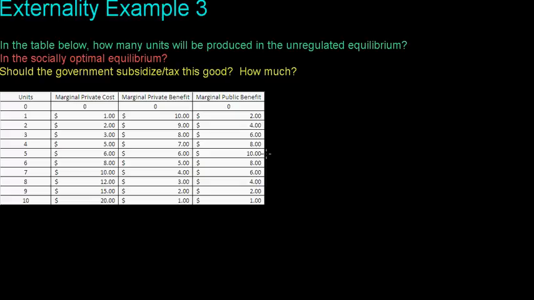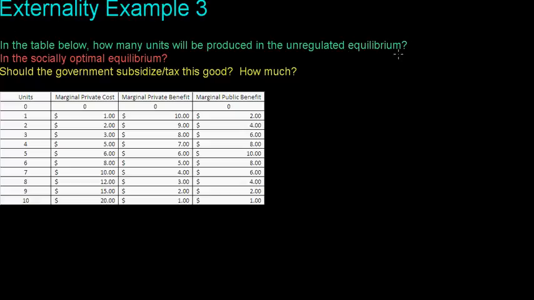So here's another example that deals with externalities, and here again I just want you to pause, try and work through all of this on your own, and then I'm going to start working through this right now. So go ahead and pause it and then work through your own answers and then pick up from here. Alright, so in the table below, how many units will be produced in the unregulated equilibrium?